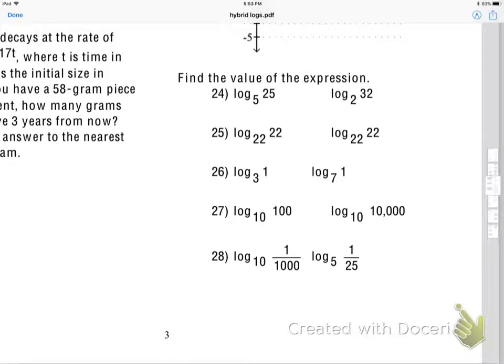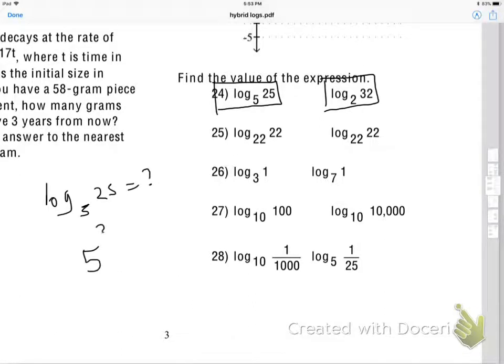Okay, so again, logs. If I transfer these to an exponential form, what I'm trying to say here is this: log to base 5 of 25. I'm trying to say, okay, what is that? What this means is, what power do I need to raise 5 to get to 25? Well, can you see that's going to be 2? And that's the answer.